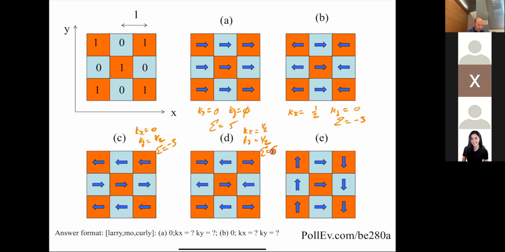It's also 5 at kx equals 1/2, ky equals 1/2. That makes sense because this does have a stripy, diagonal pattern to it, so that should be as good of a match as just counting up all the spins.